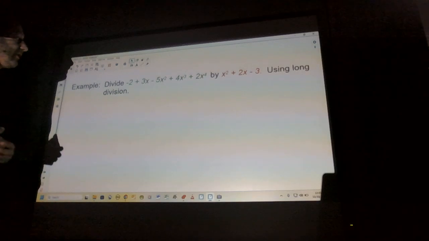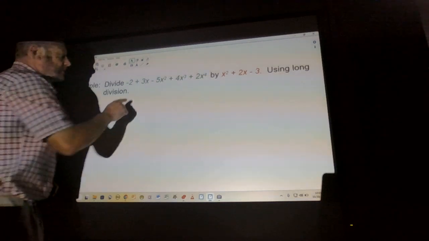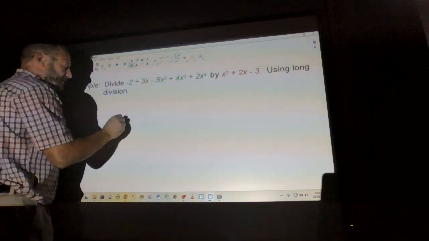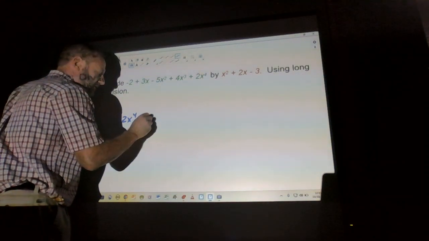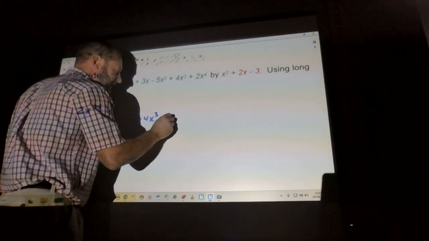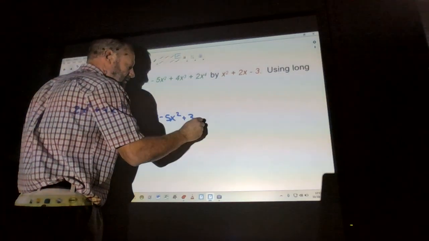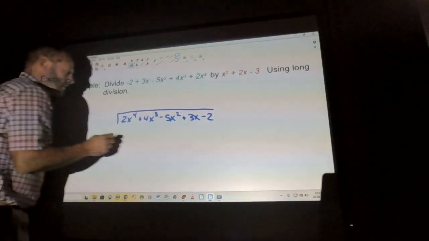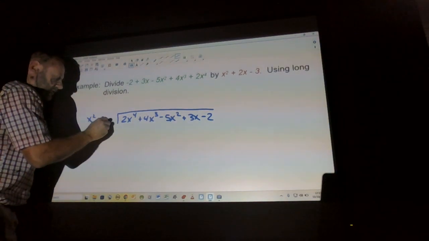I'm going to do this one also by long division. Here's the thing, I should rewrite this from the biggest power to the smallest one. So 2x to the 4th plus 4x cubed minus 5x squared plus 3x minus 2. And I'm going to divide it by x squared plus 2x minus 3.